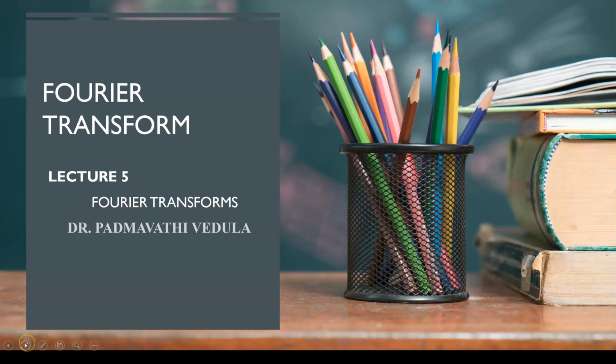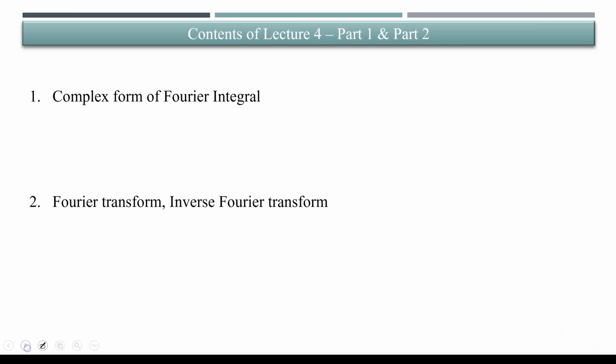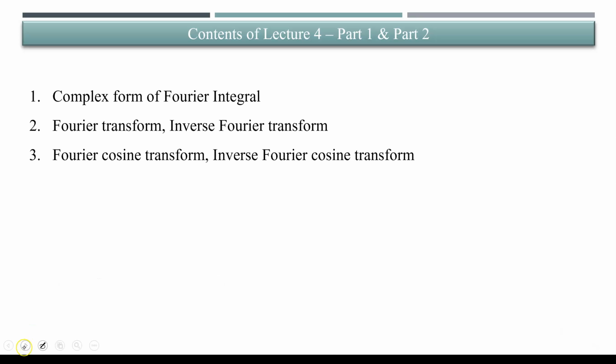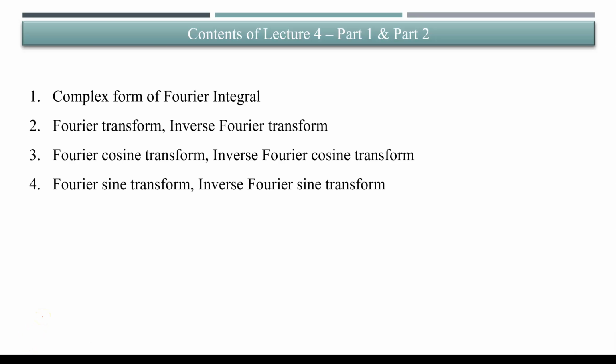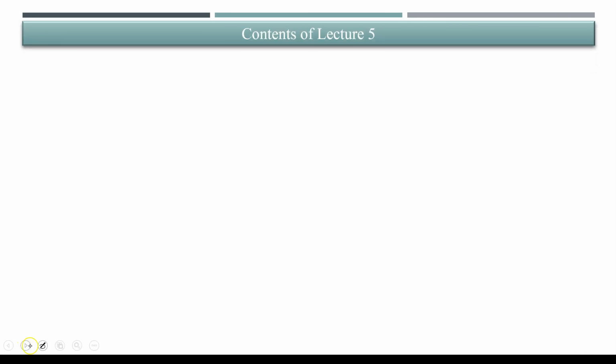In our previous sessions, in our lecture 4, we have discussed Fourier transform, Fourier cosine transform and Fourier sine transform. We have derived the formulas of these three transforms using the complex form of Fourier integral, Fourier cosine integral and Fourier sine integral. And we have seen some examples on Fourier transform. In this session, let us see some examples on Fourier cosine transform.